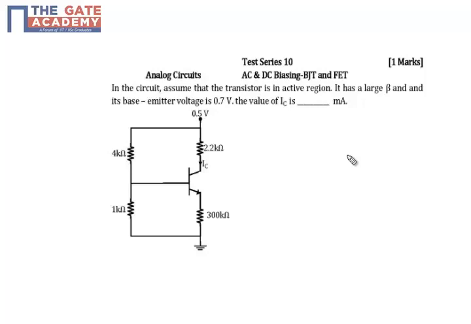Hello friends, this question is from the test series number 10. Subject name is analog circuit and topic name is AC/DC BJT analysis, and it's a 1 marks question.